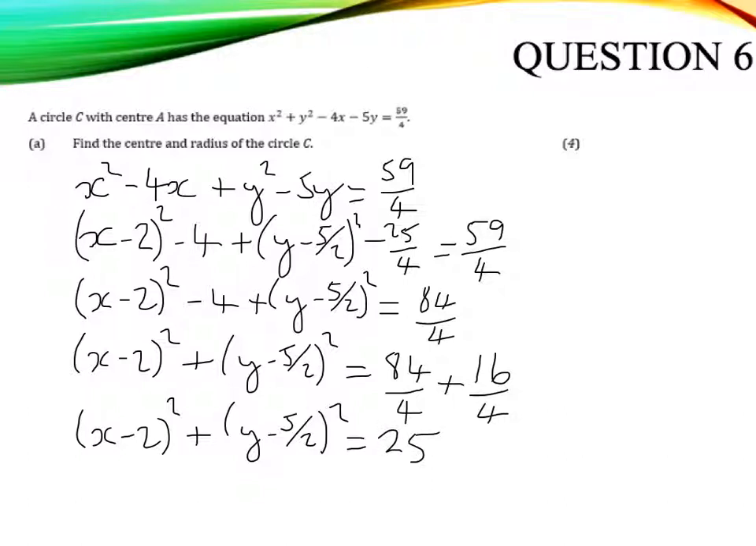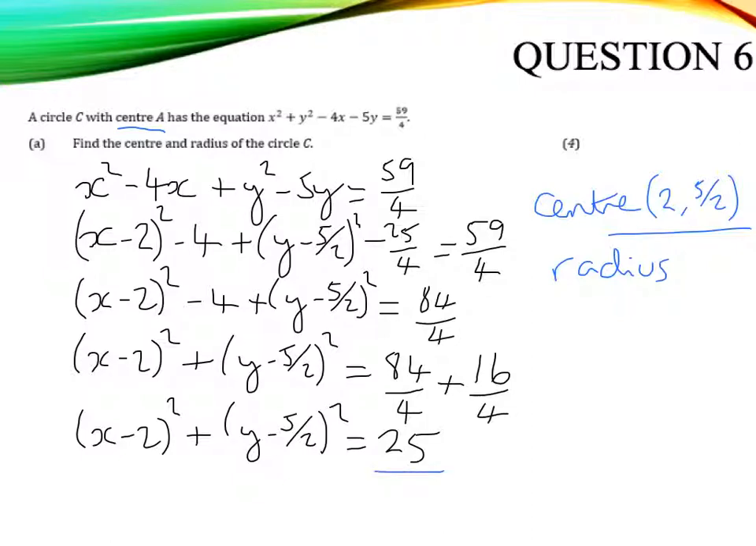Now it says find the centre and the radius. So the centre is going to be, let's have a look. So this was negative 2, so it's going to have a centre of 2 and 2.5 or 5 over 2. So we'll go for centre 2, 5 over 2. And this is centre A, so this is coordinate A. So the centre is this. It has a radius, not of 25, but of the square root of 25, so a radius of 5, and it's all centred around the point A.